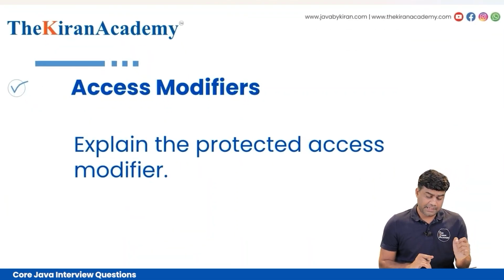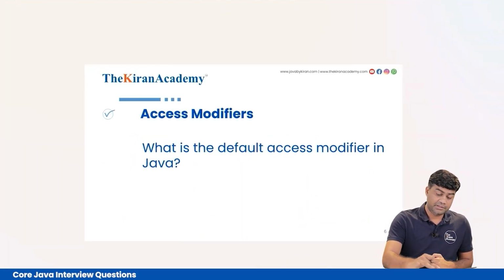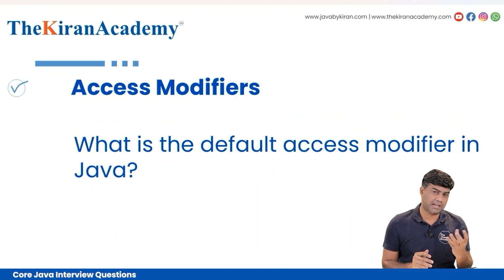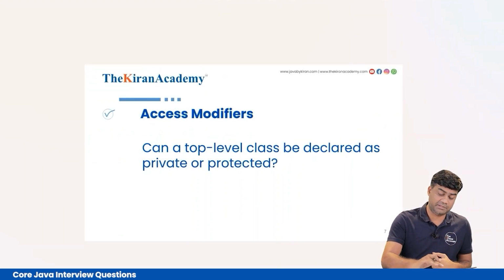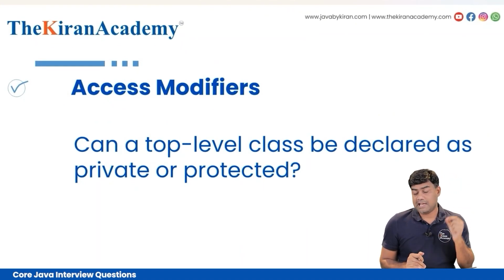Next, explain the protected access modifier. I think for this question we have already seen the answer. Next is the default access modifier in Java. Default means all the members which are default are accessible within the same package. It might be a class, variable, or method. It's very simple. Can a top level class be declared as private or protected? Answer is no. A class can be only default or public.